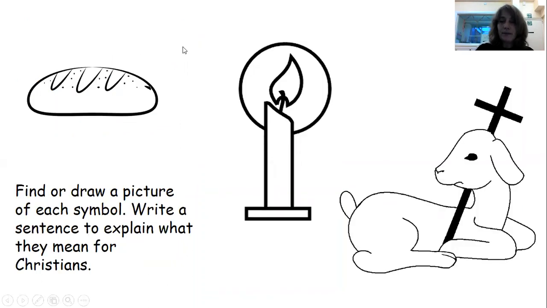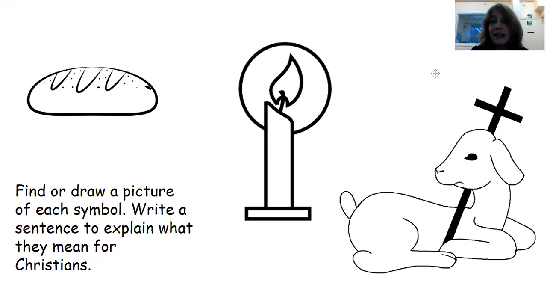Okay, now, if you're working at home, what I'd like you to do is draw a picture of each of these symbols from the slide. You could pause it and just draw it yourself, or you could find some pictures from a magazine, or print them from the internet. But see if you can find a very simple picture of a loaf of bread, a candle, and a lamb. And on a piece of paper, either cut them out and stick them down, or draw them, and write just a very short sentence under each one about what those pictures symbolize for Christians. And if you can't remember, you can always go back and play the video again, and that will remind you.